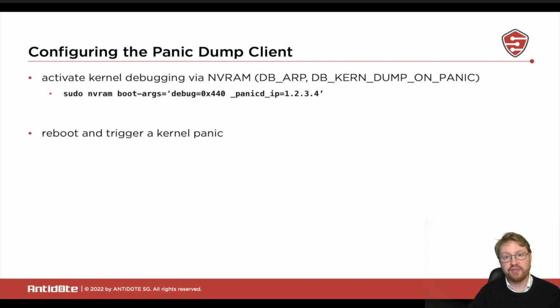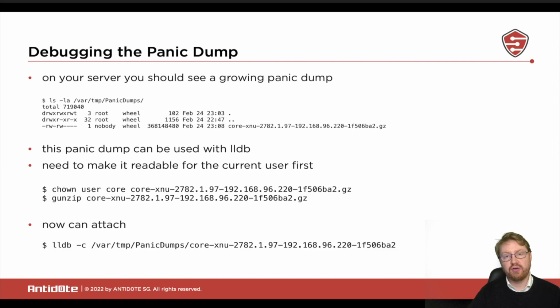So you need two systems for that. And then you just reboot the client and you need to trigger a kernel panic, however you want to do that. I will show you later on one way to do this, basically via dtrace. So once you've done that and everything was set up correctly, what you should notice is that in your /var/tmp/panic_dumps directory, there's a core file that keeps slowly growing.